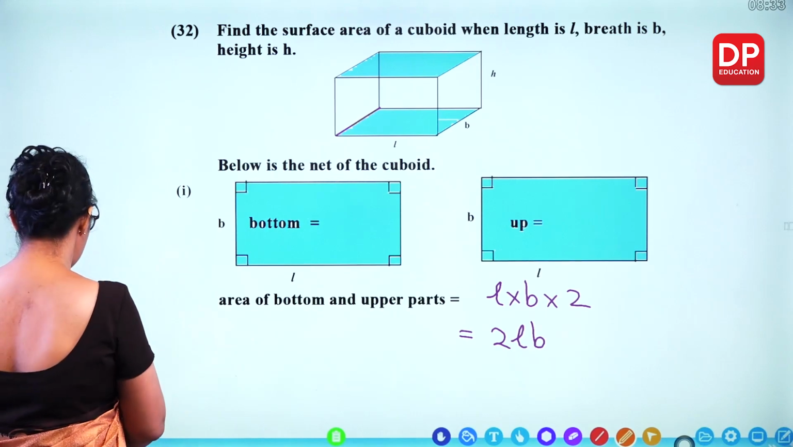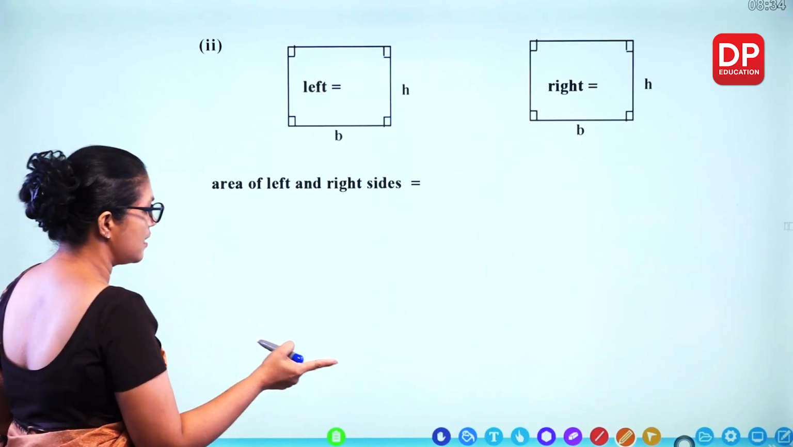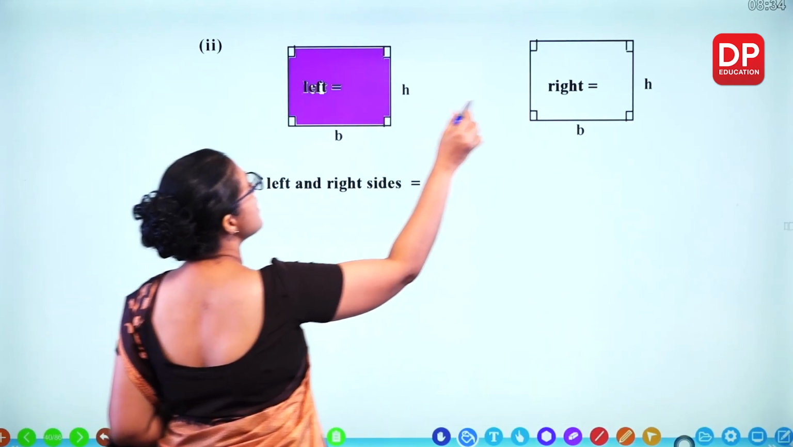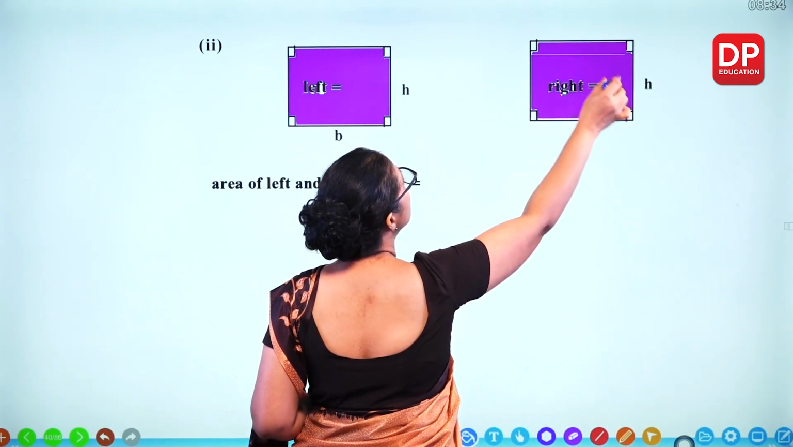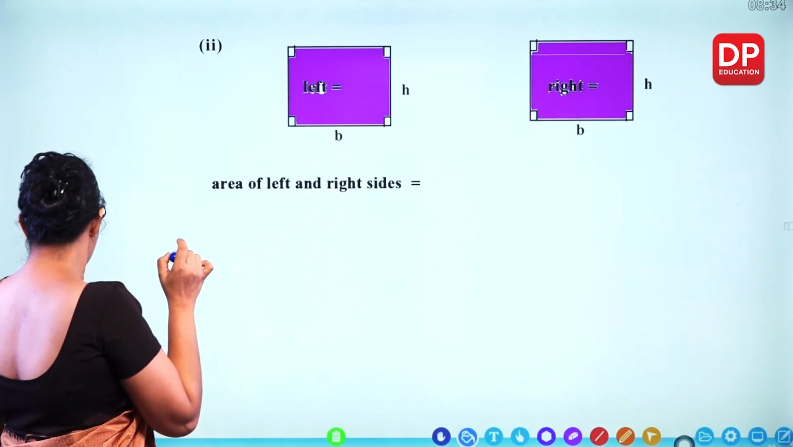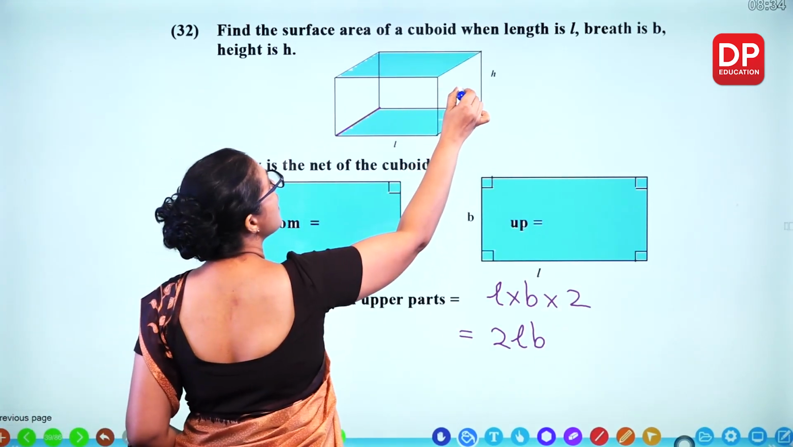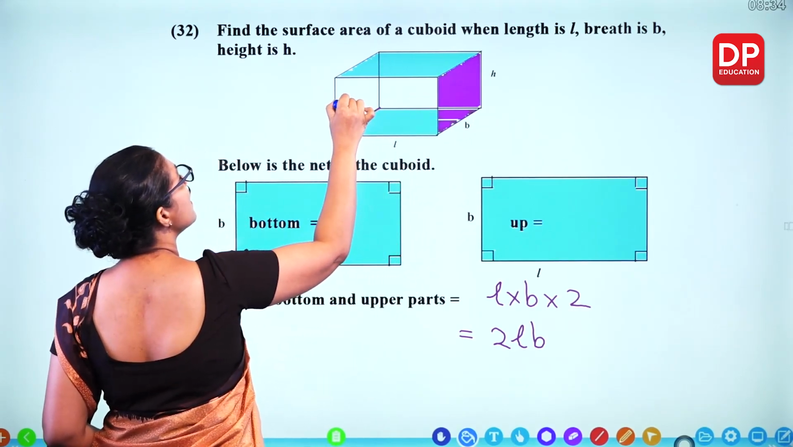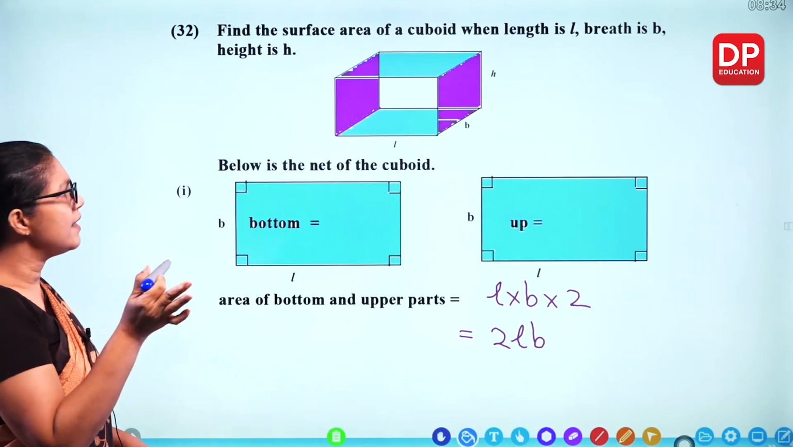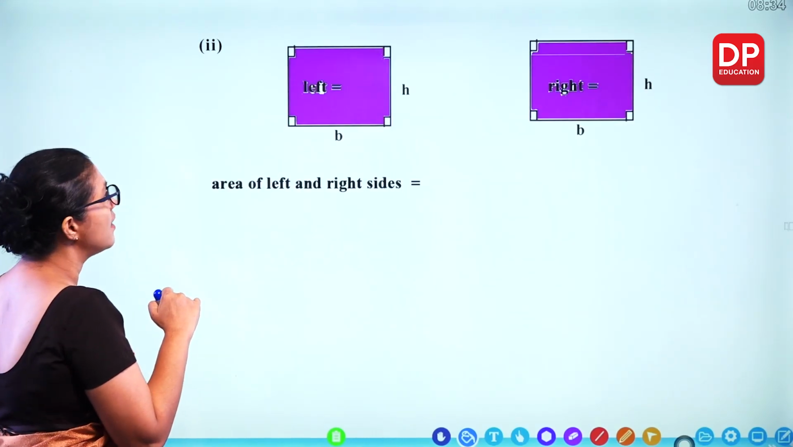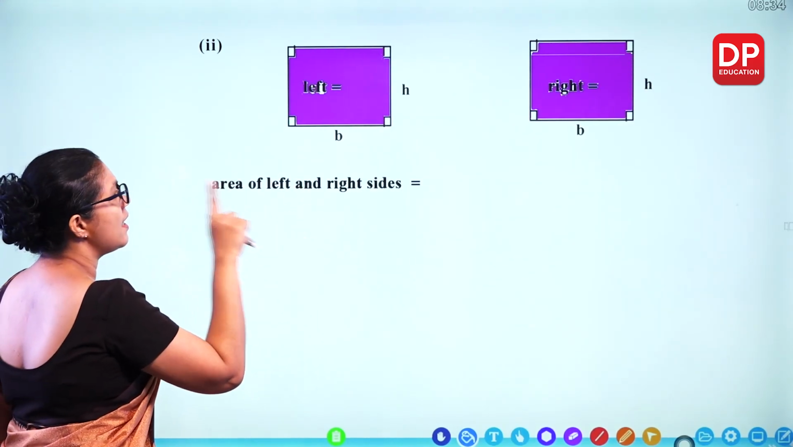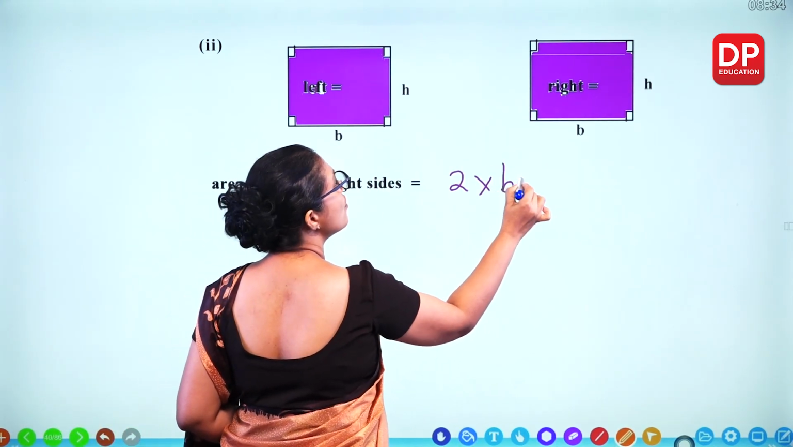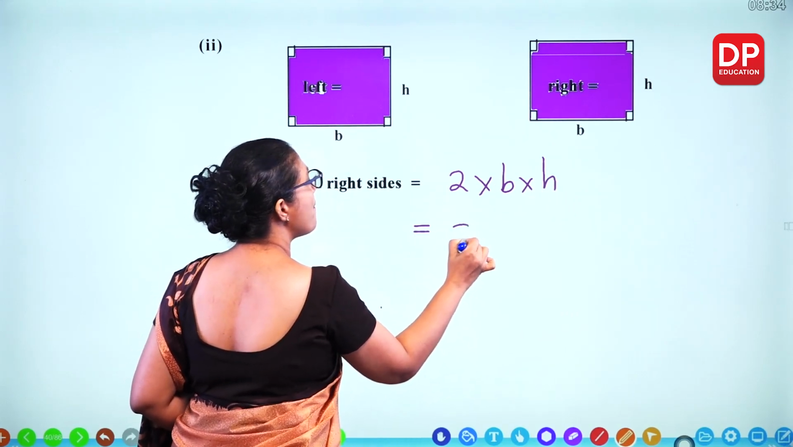Now take the other one, left and right. When you take left and right, you get the same area. So I'll color this one, left and right, this part with this one now. What's the area? One side is B, other side is H. 2 times breadth into height. So 2BH.